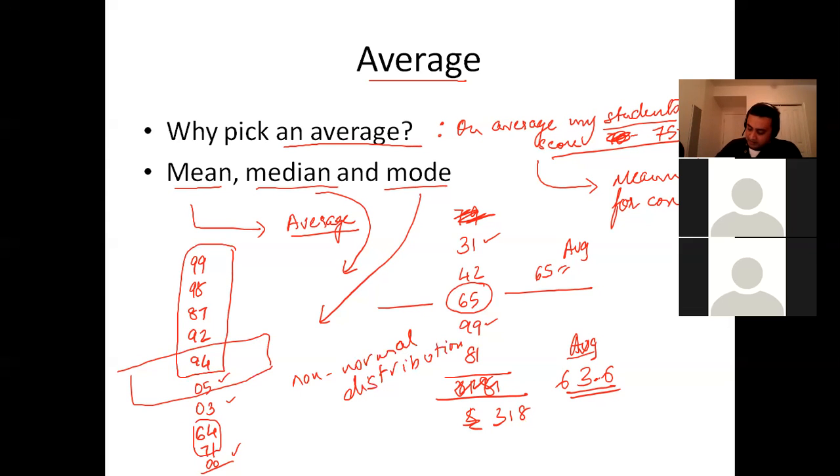So when people talk about averages, it is very important to understand, are they talking about the mean, the median, or the mode? Because they all will mean different things depending on the context.